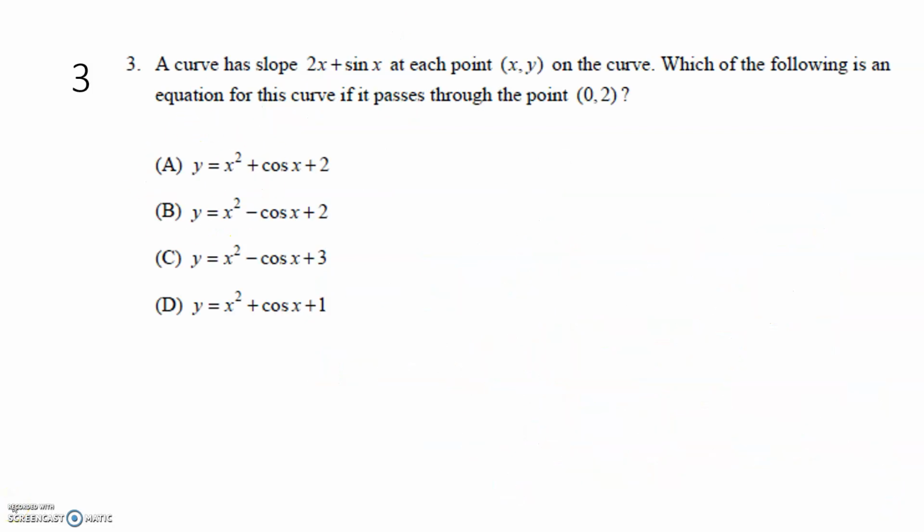All right, so question 3. A curve has a slope of 2x plus sine of x at each point x, y on the curve. Which of the following is an equation for this curve if it passes through 0, 2? So we can see here that our slope is 2x plus sine x along a curve at our points x, y. Now what that means is our dy dx, our derivative of our function, is equal to the slope. So it's equal to this.